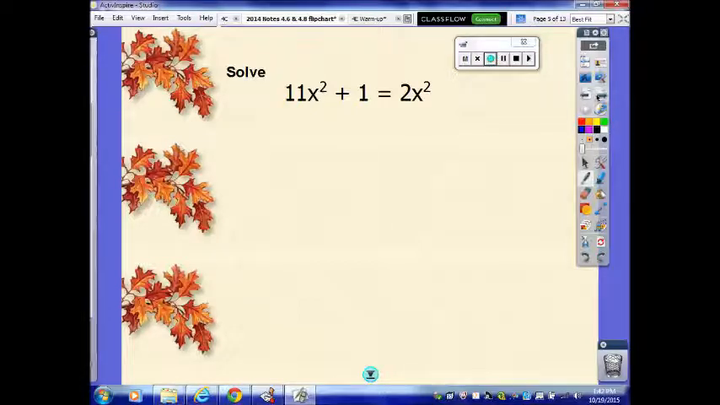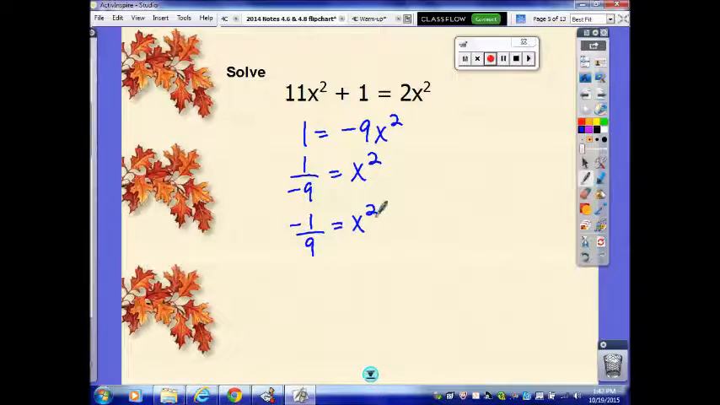Okay, so I'm going to subtract 11x squared. So 1 is equal to negative 9x squared. I'm going to divide by negative 9. Alright, I'm going to rewrite this. I'm going to pull the negative up into the numerator because it's going to save me a step.